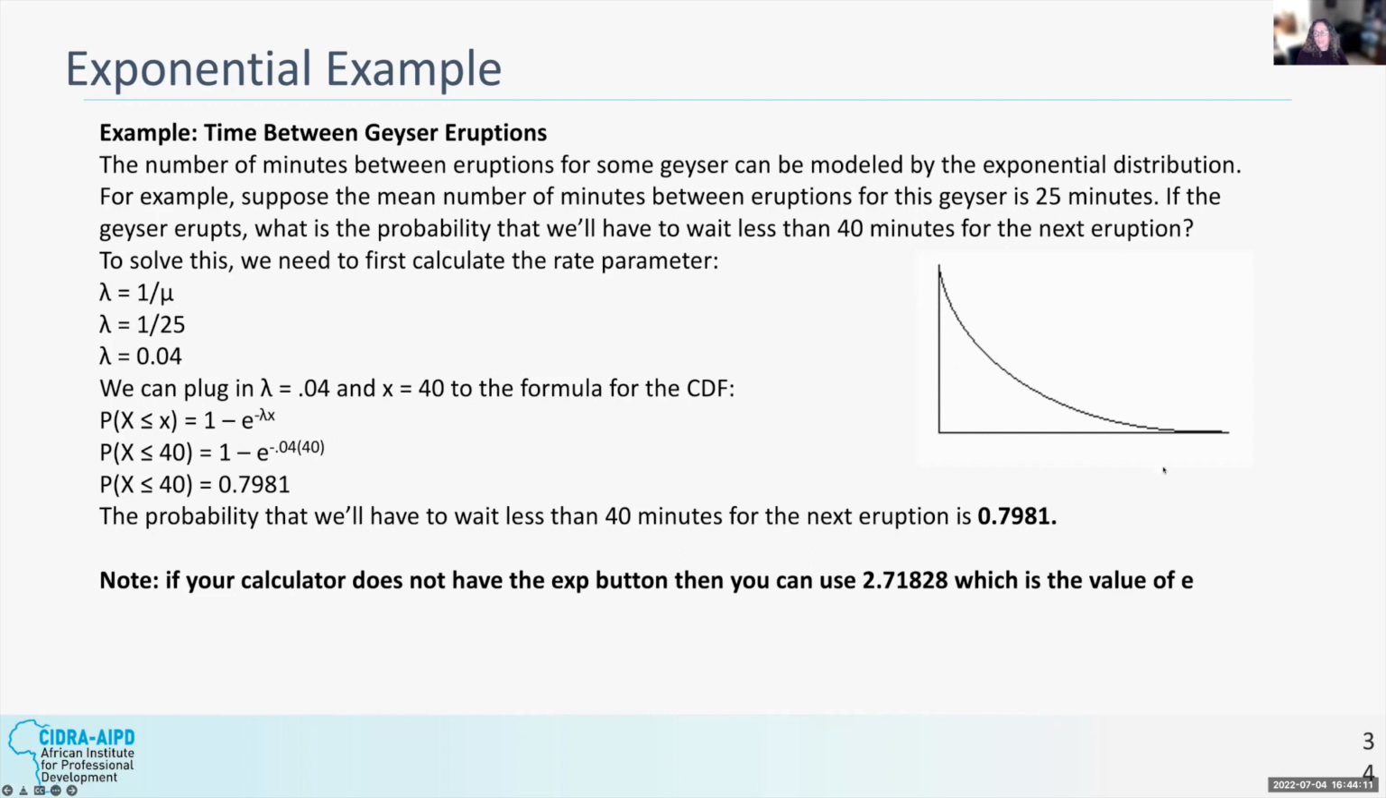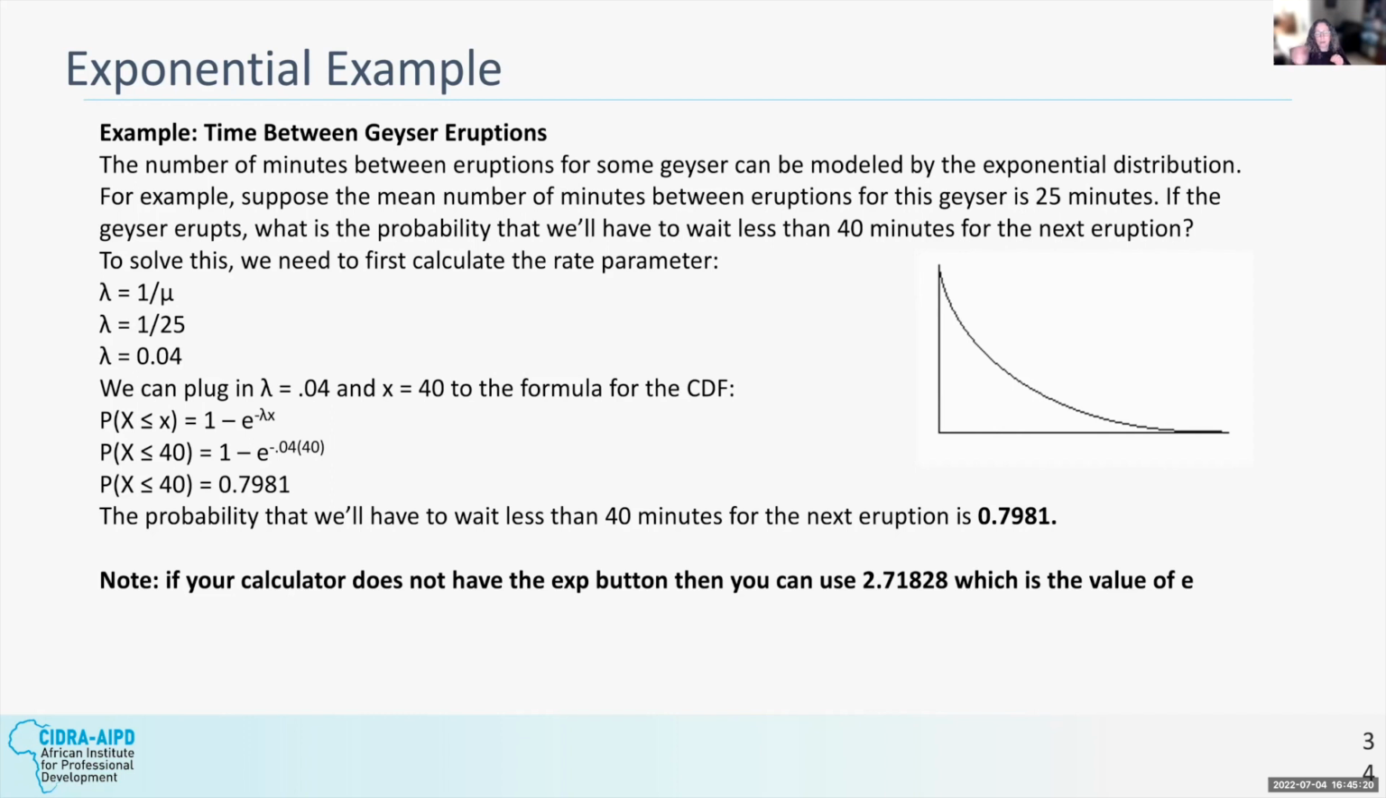If we were trying to label this graph, time is along the bottom, and we know that the y-intercept is lambda, so that's 0.04. We can plug in lambda is 0.04 and x equals 40 into the formula for the CDF. If you were labeling the graph again, 40 is time, so it's along the bottom. You would label 40 somewhere along here, and that would be all of the time less than 40, which is what you want to calculate. So we would just plug it right into the formula: 1 minus e to the minus 0.04 times 40, and we would calculate that on our calculator to be 0.7981.